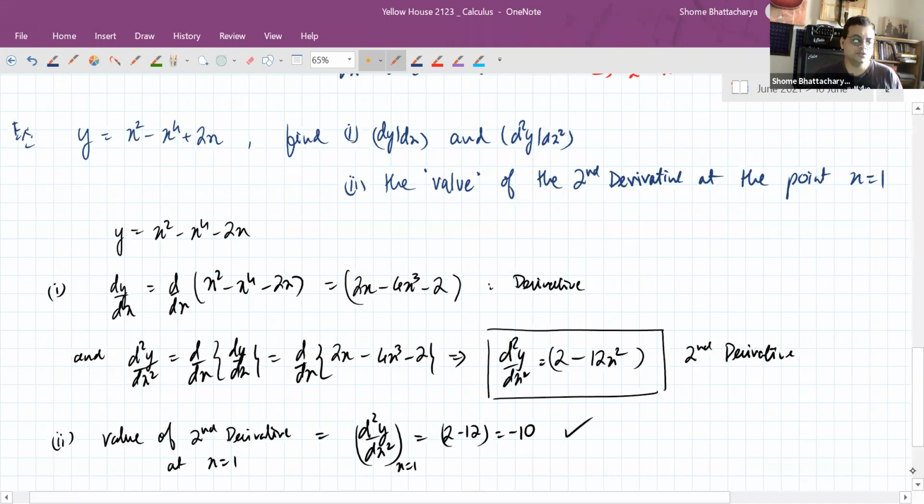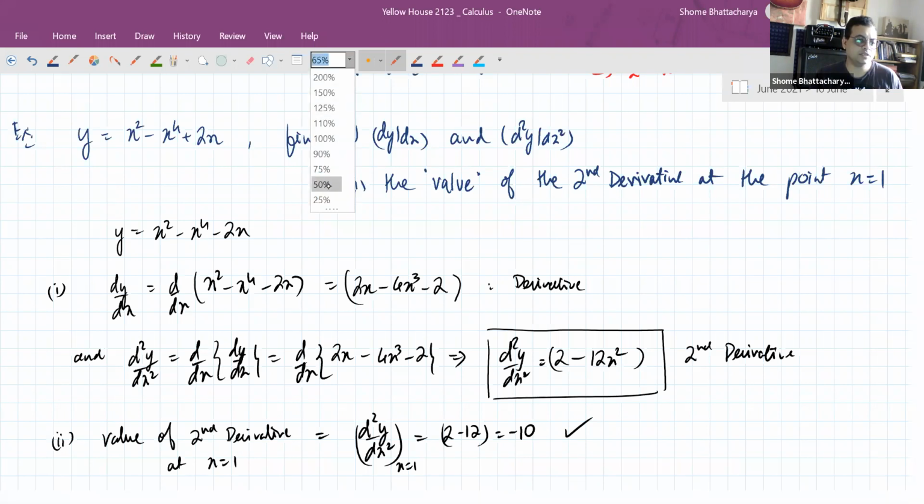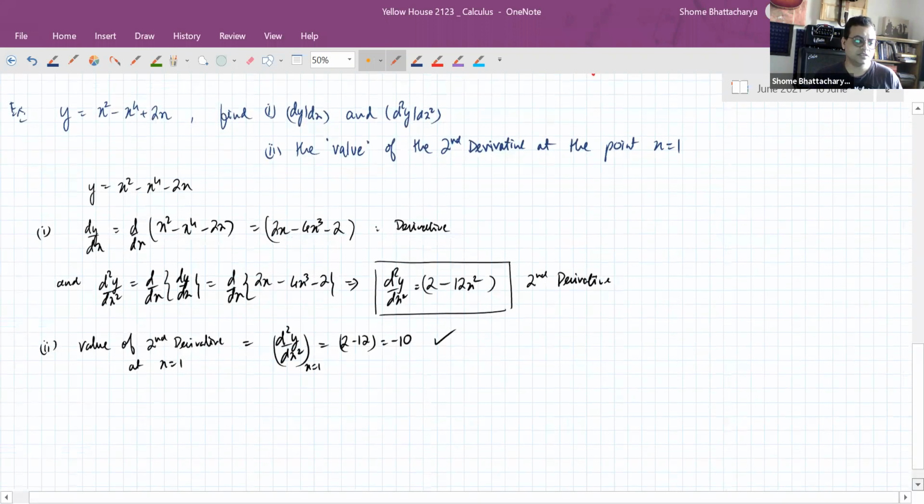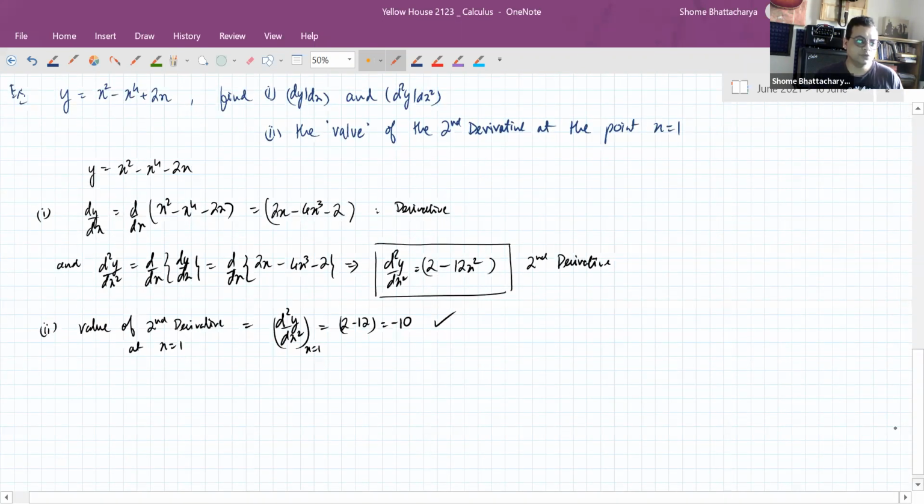So talking about the use of second derivative. Now that we've understood how to calculate the second derivative, when do we need it? Let's understand that. Of course, we're going to see it in the analysis of local maxima and minima, where the second derivative comes into play. But before that, there are certain situations in physics where the second derivative is directly related to the definition of a quantity.